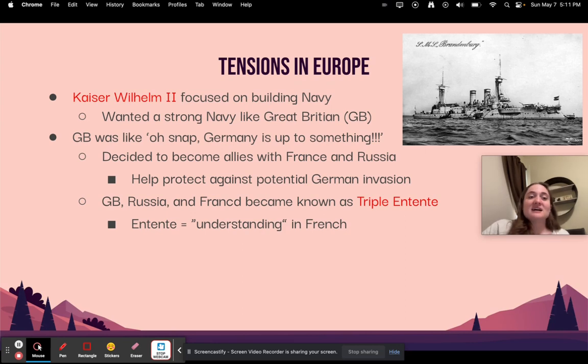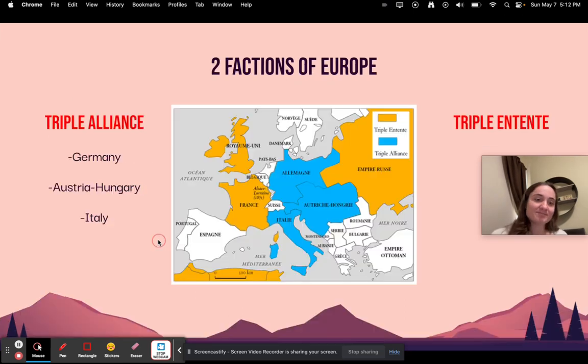So Great Britain decided to become allies with France and Russia. They're like, hey, France, Russia, you guys kind of concerned about Germany? Okay, let's join forces. And that helped protect against potential German invasion. So Great Britain, Russia, and France became known as Triple Entente. And Entente means understanding in French.